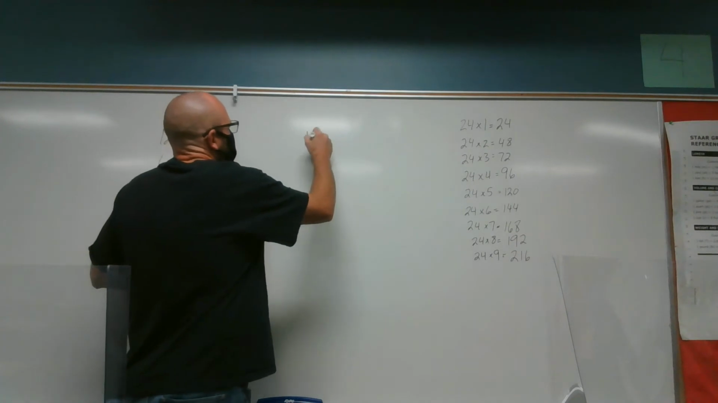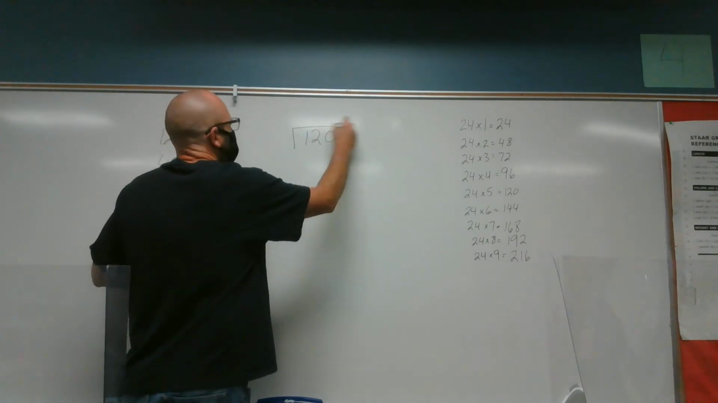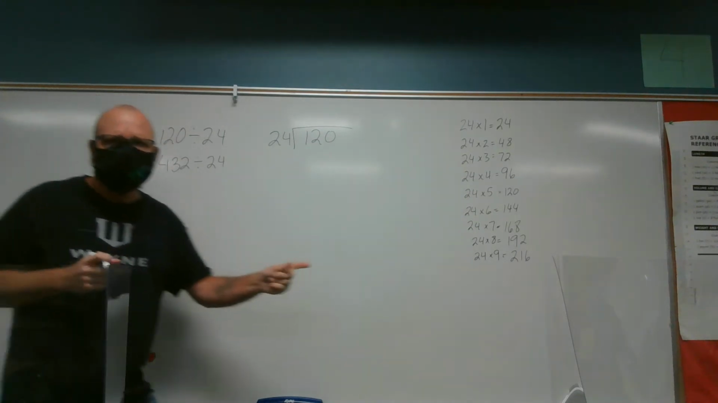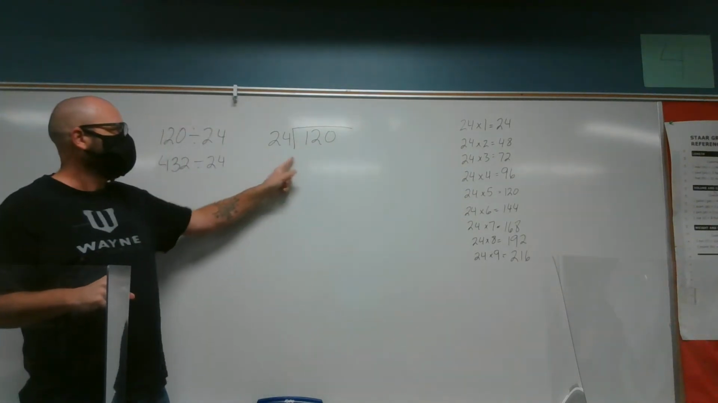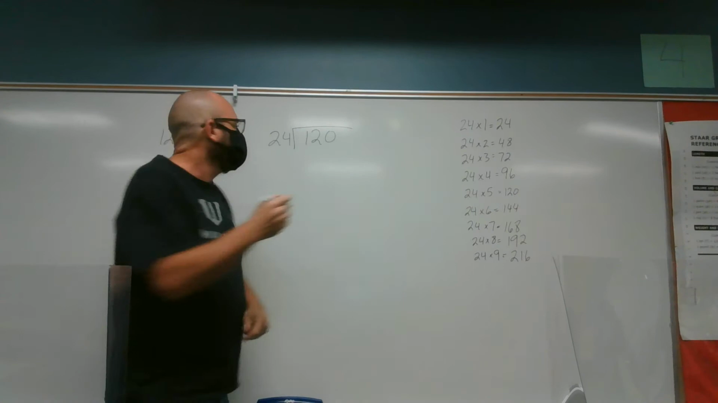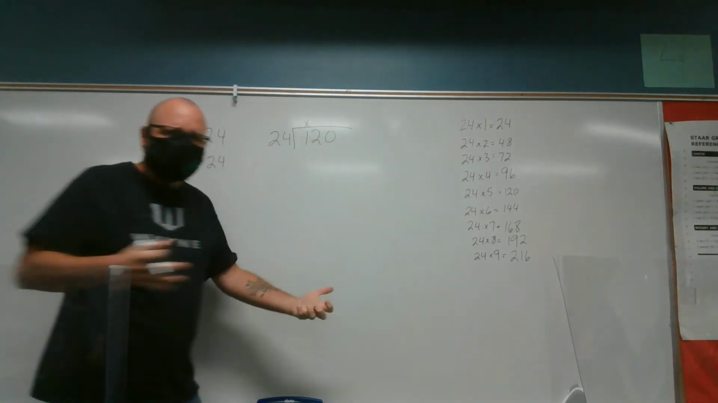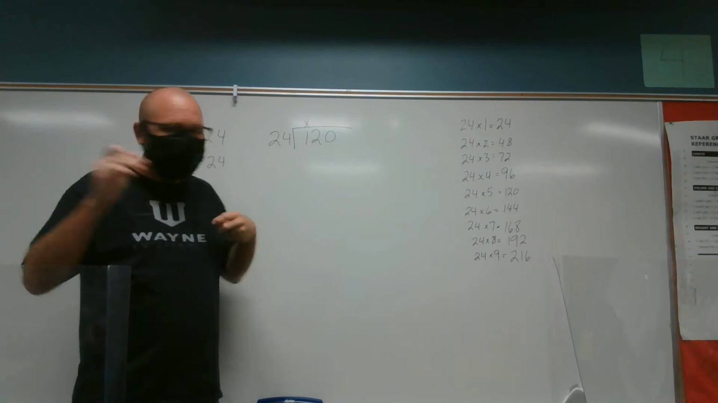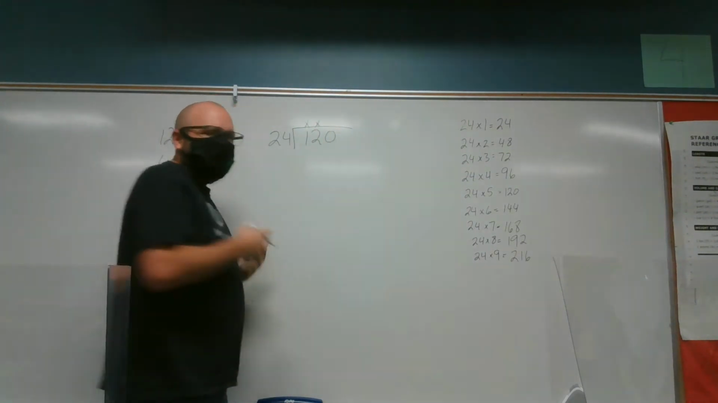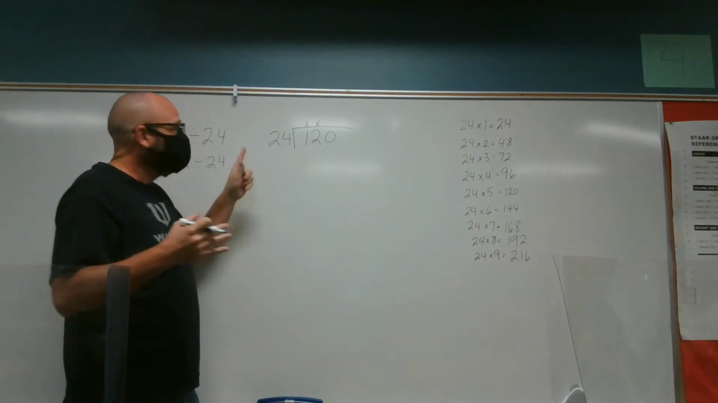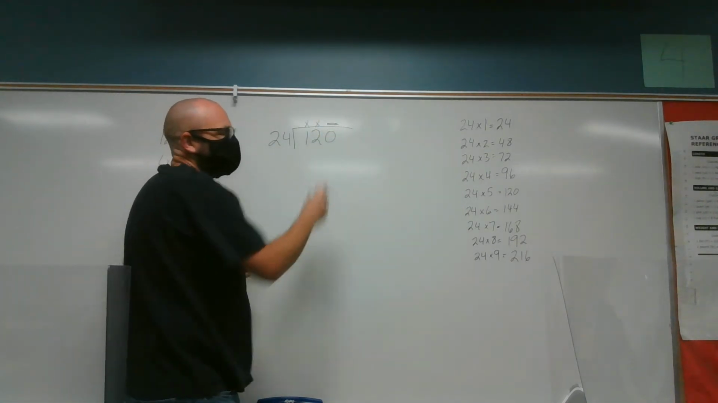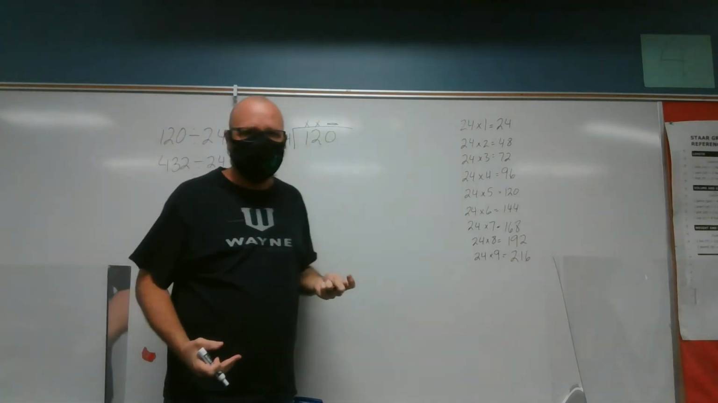So the first one we're going to do is 120 divided by 24. And I ask myself, will 24 go into 1? Myself says no. I ask myself, will 24 go into 12? Myself says no. I ask myself, will 24 go into 120? Yes. So I'm going to have a one-digit quotient. I don't know if there's a remainder or not.